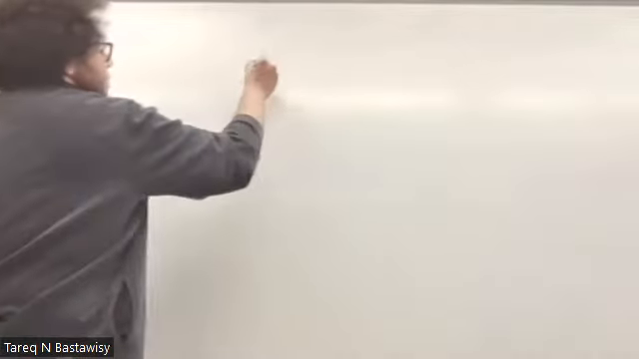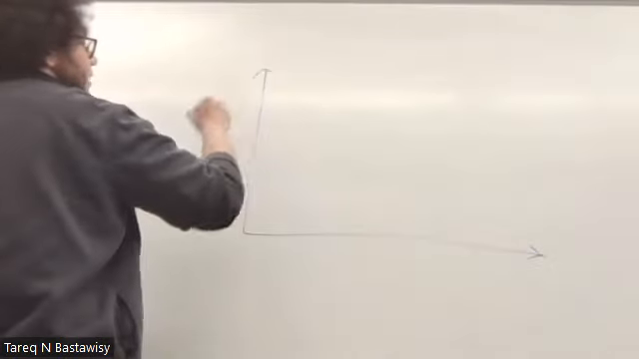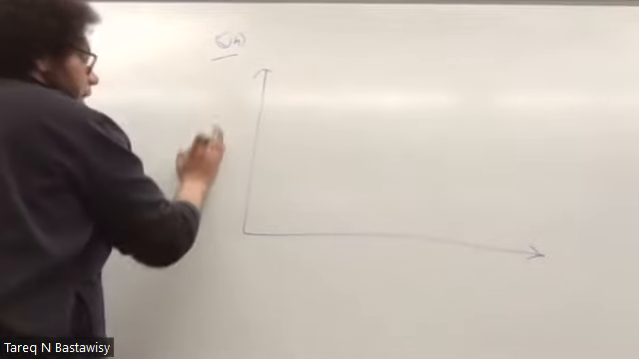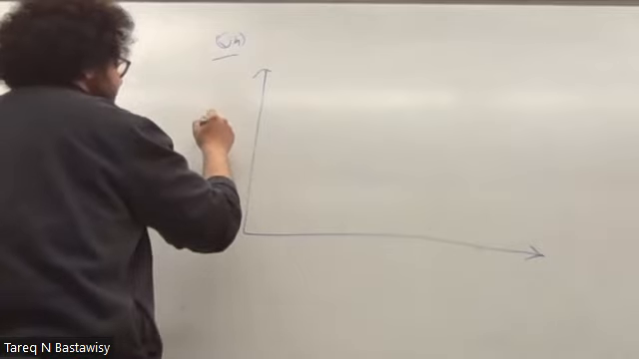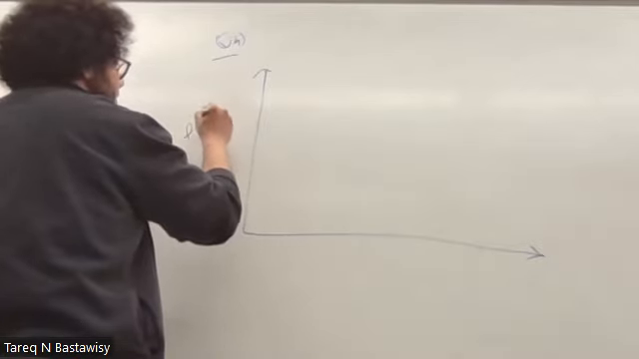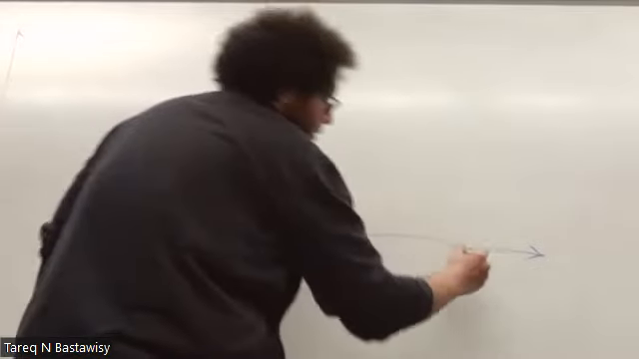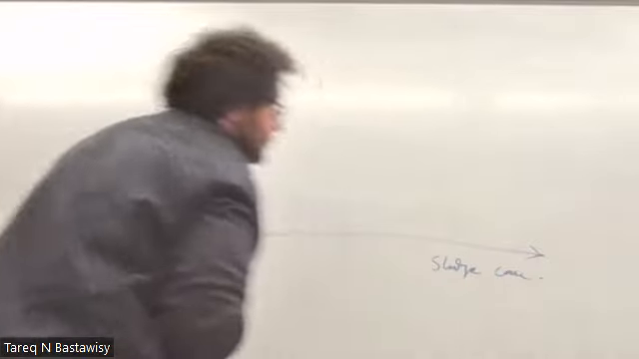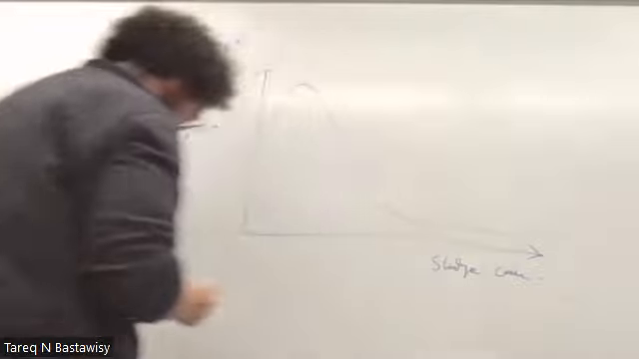So, there's a question about the practice exam, question 4. You have your graph here. Your y-axis is solid flux, and your x-axis is sludge concentration. Your graph initially looked like this.